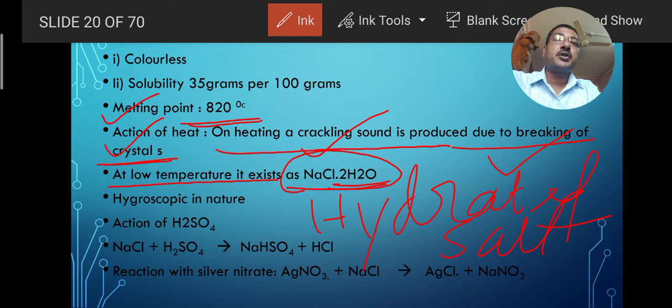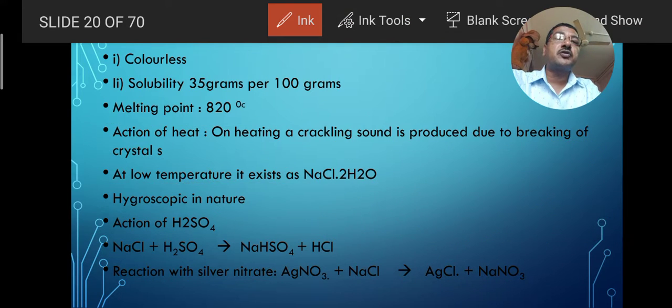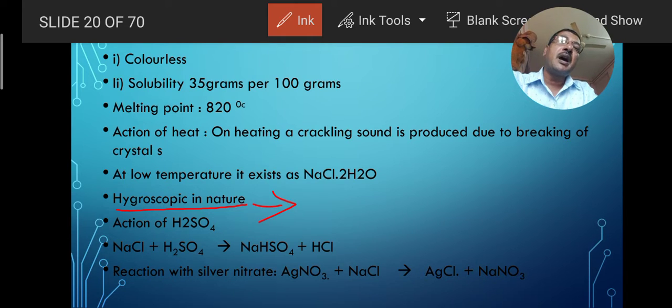Another is that it is hygroscopic in nature. Why is it hygroscopic? When you keep it in the open atmosphere, it will absorb moisture from the atmosphere and after some time it turns into liquid, meaning it has water attached to it. The property of absorbing moisture from the atmosphere is known as hygroscopic nature.